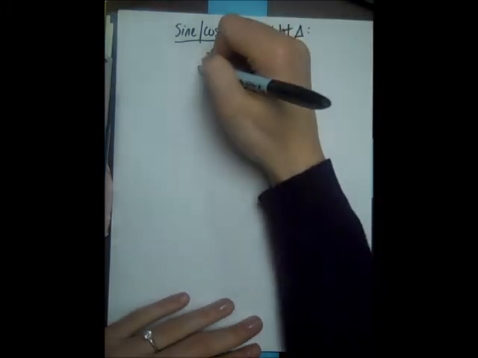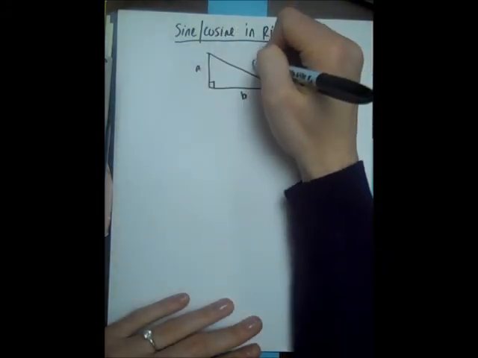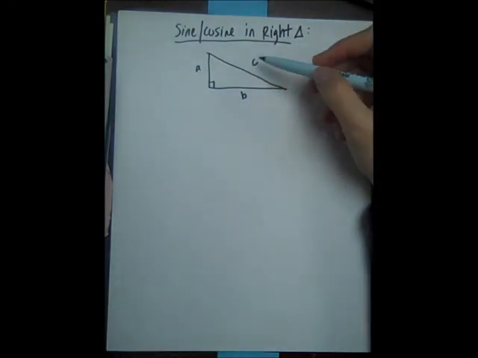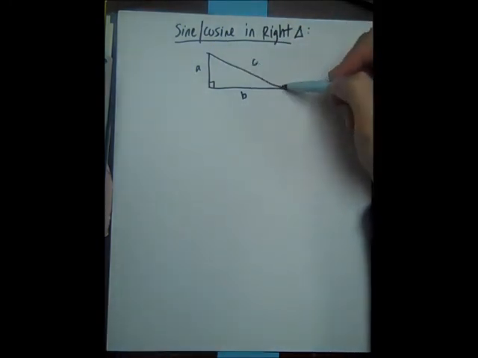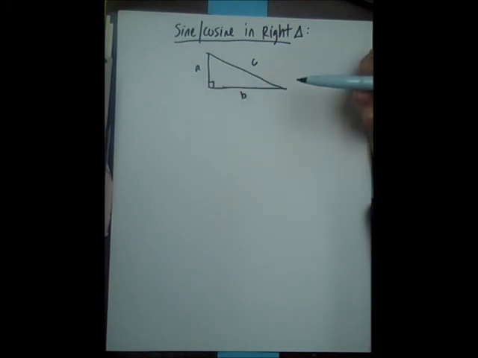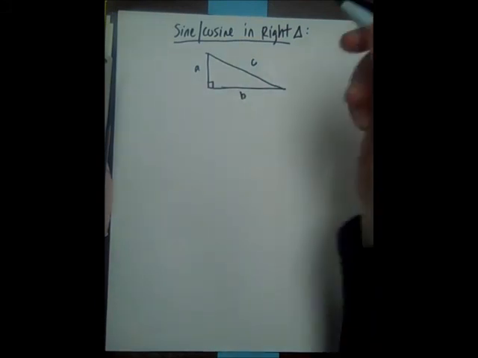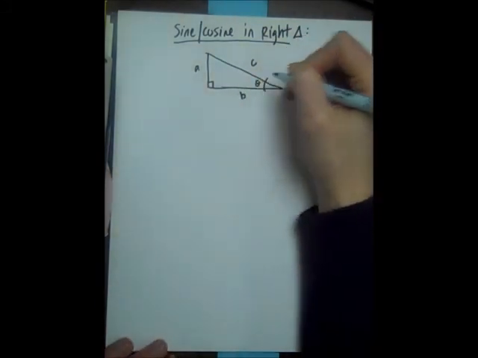We can label these sides A, B, and C. The longest side of the triangle is always called the hypotenuse. The two others are called the legs. If I have an angle, we'll put it here and call it theta.